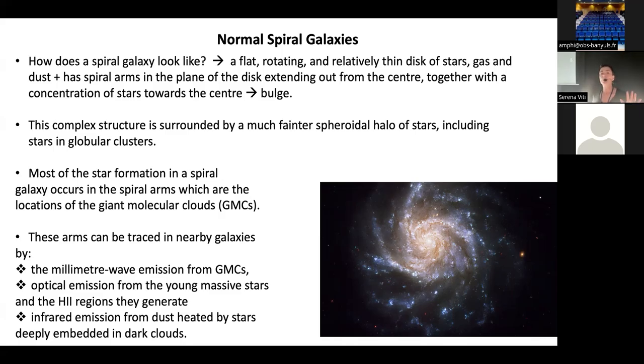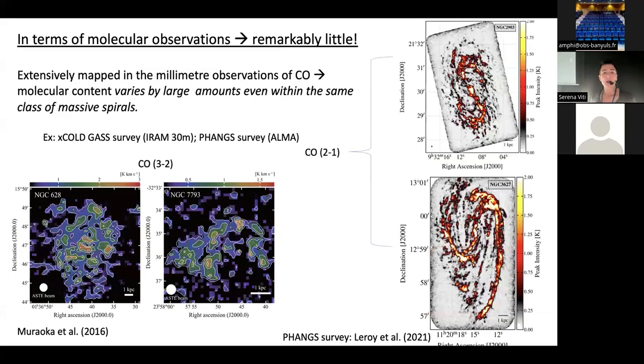Normal galaxies, spiral galaxies should be just like our own galaxy, the Milky Way. Actually, for these galaxies, there's remarkably little that has been observed, probably because they're too quiescent, although in recent years there have been quite a few surveys that have given us a lot of observations. But most of the observations are of CO, okay?